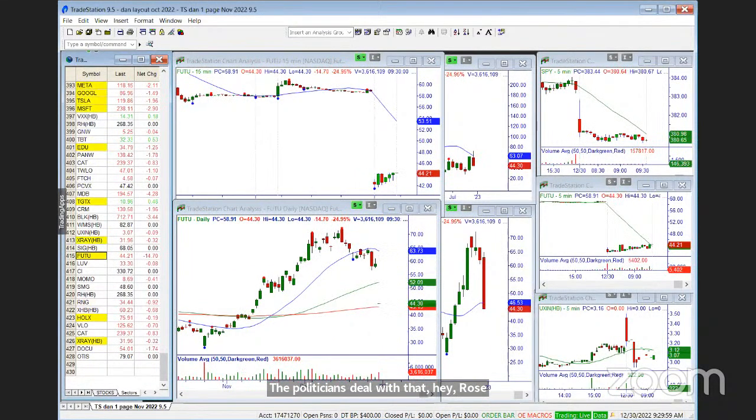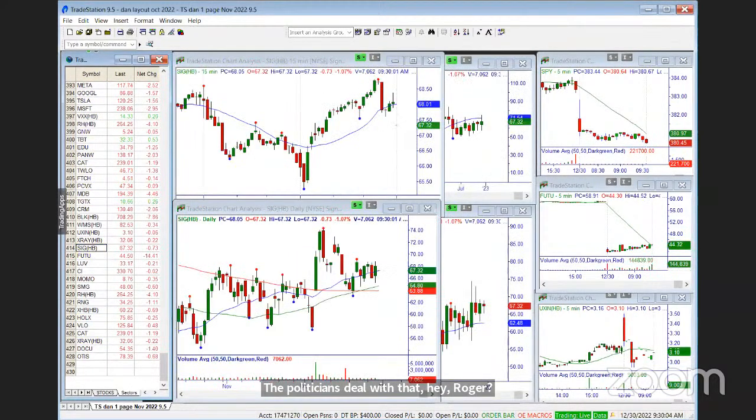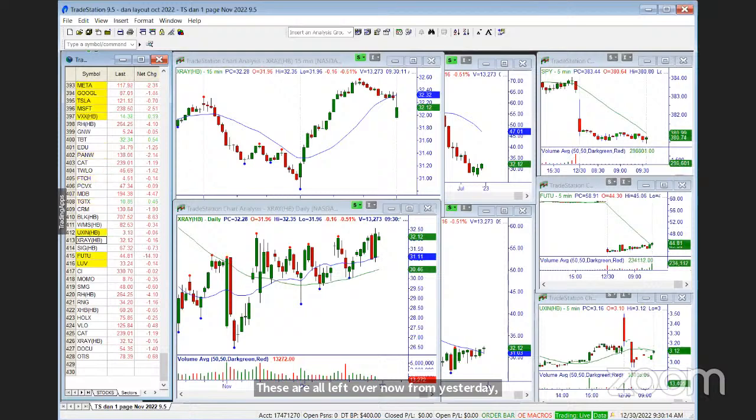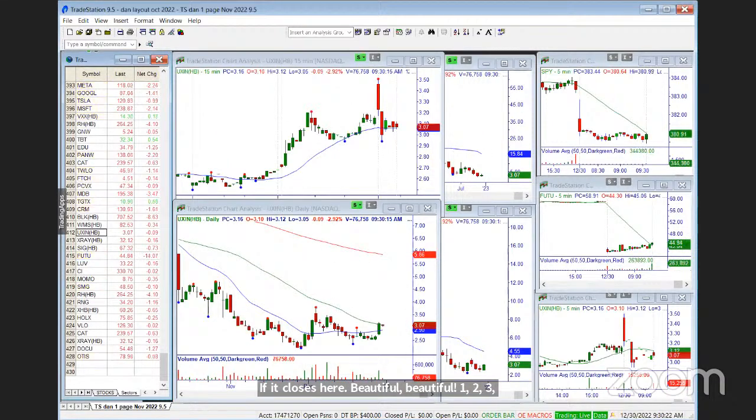Hey, Roger, there's our Futu. SIG over yesterday's high, set an alarm. These are all left over now from yesterday. X-ray, if it closes here, beautiful 1, 2, 3. UXIN also 1, 2, 3. Why am I looking at this? Oh, this is his earnings stuff. This is if it closes here, no brainer. 1, 2, 3 from a bottoming pattern. I have it here in the bottom right. I'll keep an eye on it.